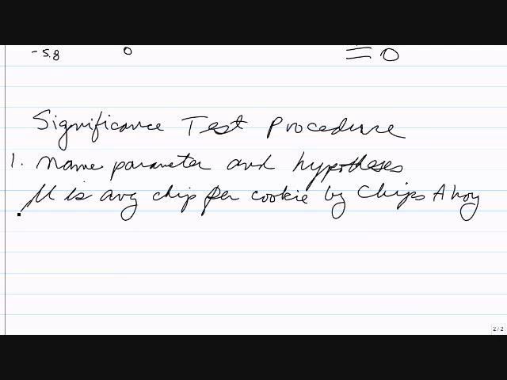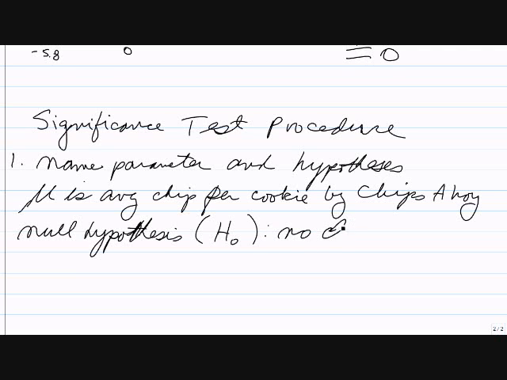Okay, and the hypotheses, we got two hypotheses. First, we have what's called a null hypothesis, which I abbreviate H sub 0 or H sub O or H sub naught. And the null hypothesis is about there being no change from the claim amount. So, no change. Oops, that's horribly written.